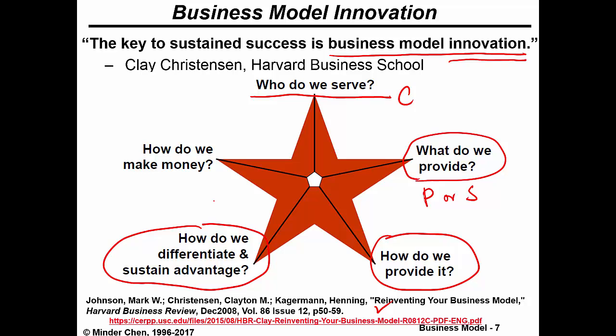You need to have some differentiating factors that give you competitive advantage. And the last, not the least, is how do we make money? That's the same question everybody asks.